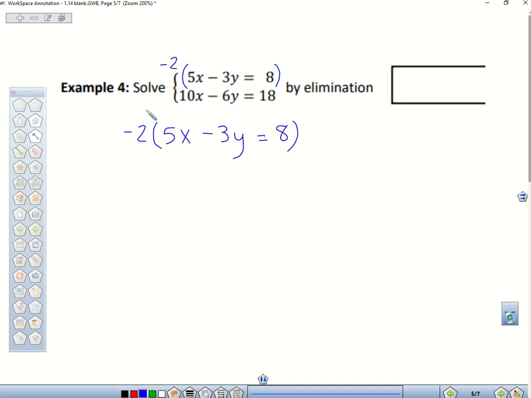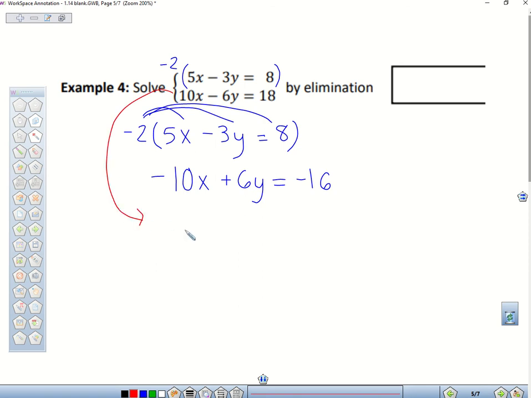Is any of this coming back to you guys while we're doing this? Okay. Good. And then I'm just going to bring down my second one. I'm going to add them.